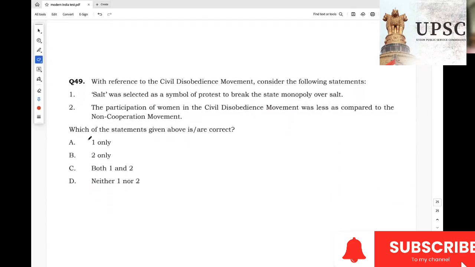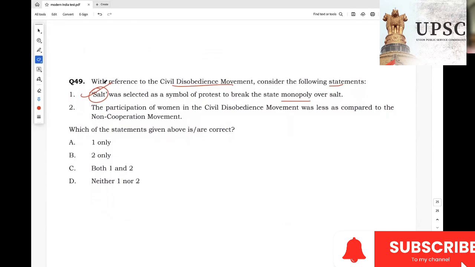Easy question. With reference to the CDM, that is Civil Disobedience Movement, consider the following statement. Salt was selected as a symbol to protest against a state monopoly. Correct. Gandhiji went from Sabarmati to Dandi, took 78 other followers, reached there in the month of April, picked up the salt and broke the salt law.